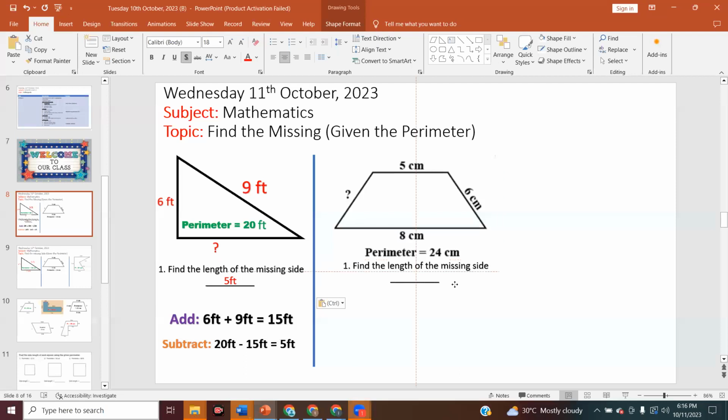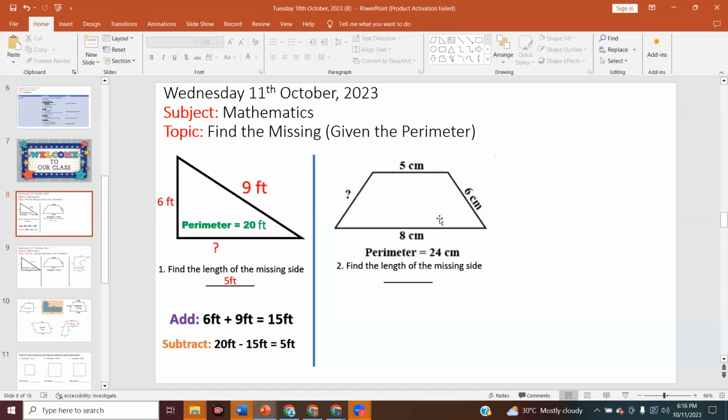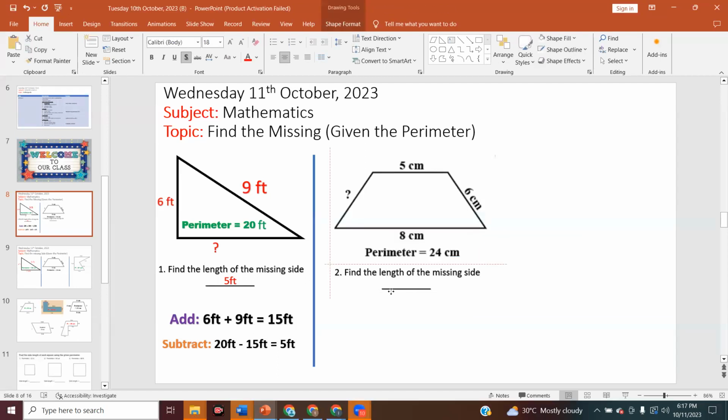Find the missing side. This is number two. Put your hands inside the chat once you think that you get it. Again, we know that the perimeter is 24 centimeters, right? We know that we have 5 centimeters, 6 centimeters, 8 centimeters. The only thing that we're missing is one side. So are we going to find the length of this one side? Please put your hands inside the chat once you have gotten the answer.